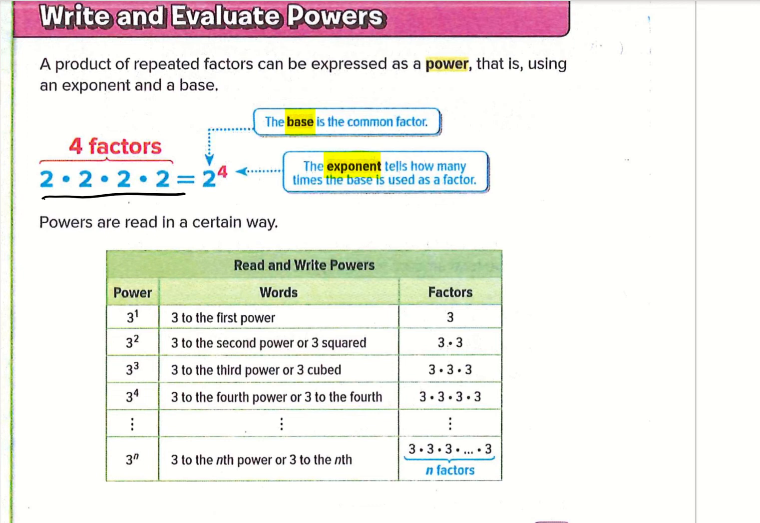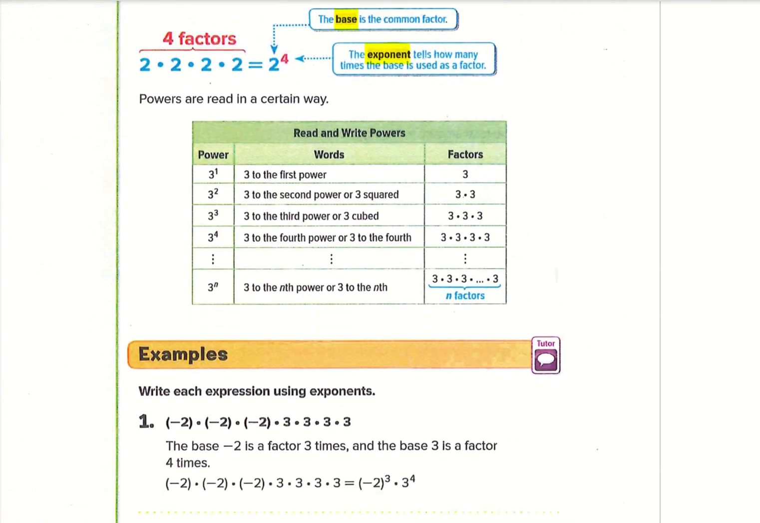So for this one, you can see we're multiplying 2 four times. So we have 1, 2, whoops, that was not supposed to be a highlighter. We've got 1, 2, 3, 4 2's, and we're multiplying all of them together. Okay. So yeah, that's what exponents are. And that's basically it for that part.